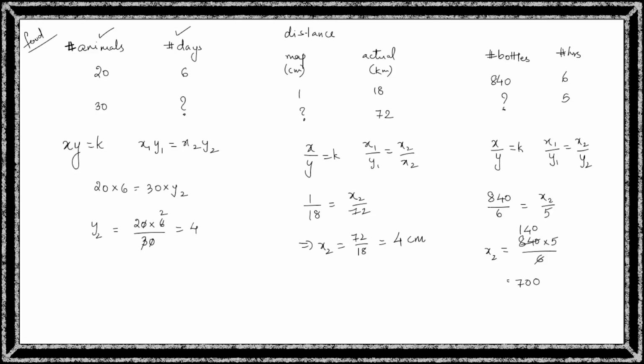A school has 8 periods a day, each of 45 minutes duration. How long would each period be if the school has 9 periods a day, assuming the number of school hours to be the same? Now here clearly number of periods and duration of each period are the variables we are talking about. So we have number of periods and duration of each period. These are the two variables we are talking about, correct?